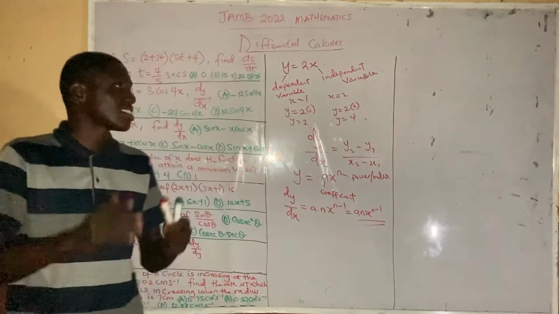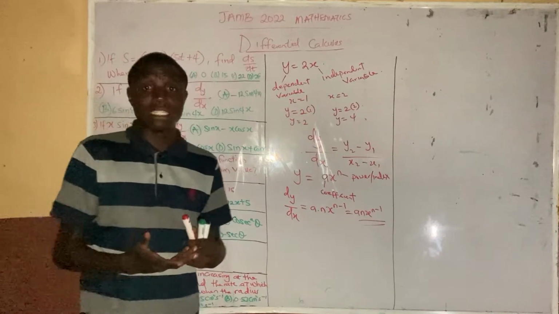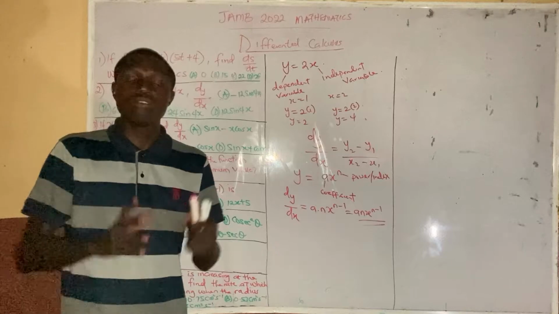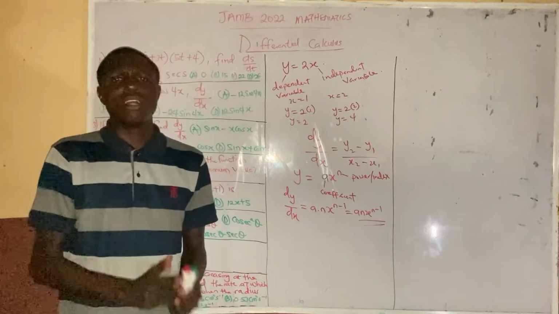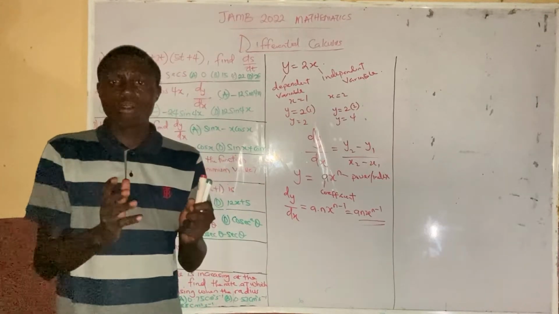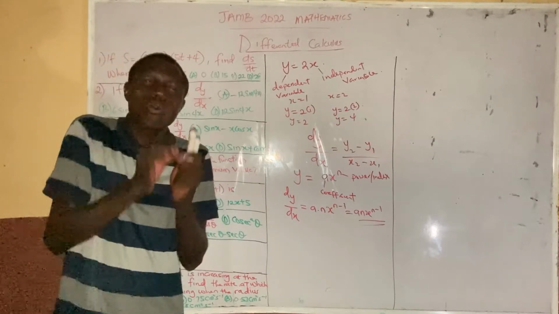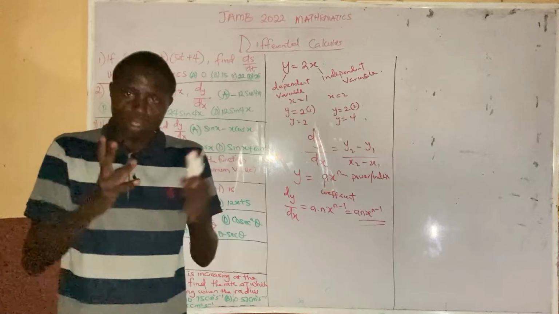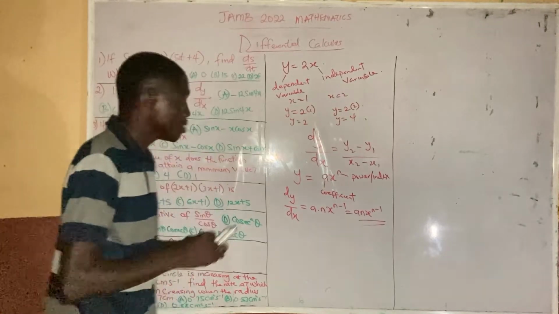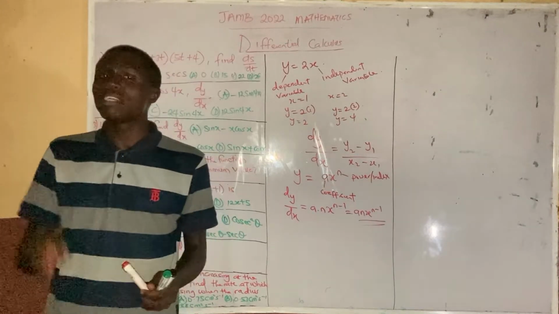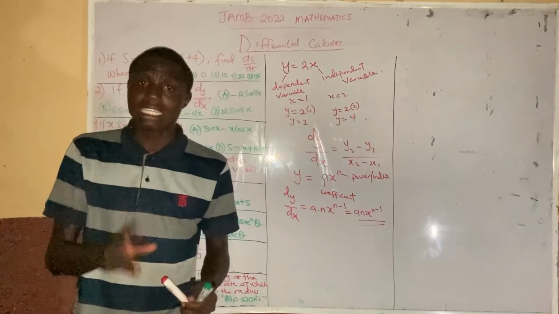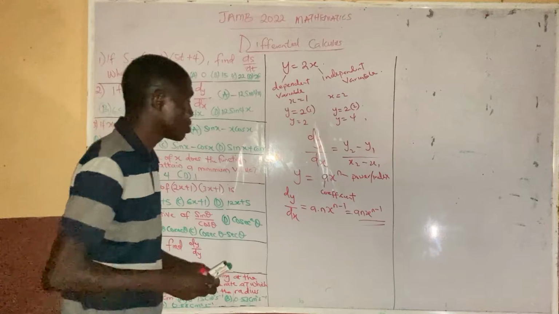Now there are standard derivatives, as I said, that you need to know for the exam's sake. You need to know them offhand because in JAMB we have limited time and you have to answer questions as fast as possible. So that's why you have to know these derivatives offhand. I'll quickly rush into the standard derivatives before we go into the questions.